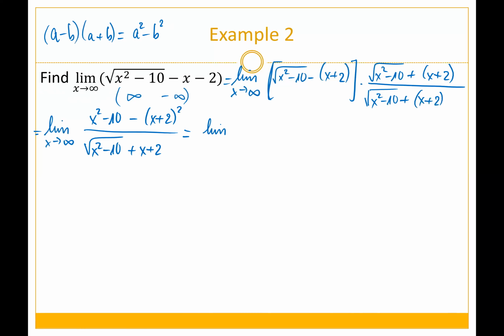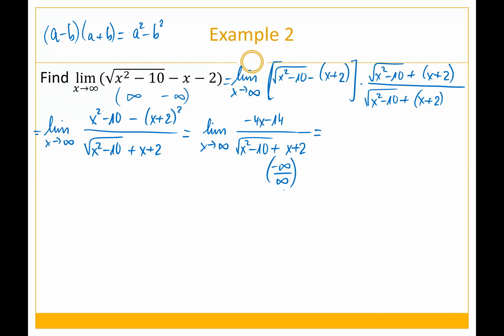So now, let's do the algebra. It's going to be negative 4x, negative 14 over the square root of x squared minus 10 plus x plus 2. So now what you end up having here is negative infinity over infinity. It's one of the indeterminate forms as well.